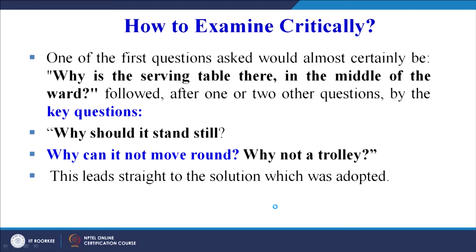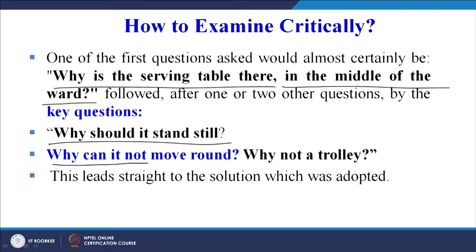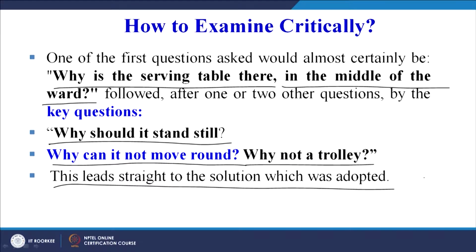One of the first questions asked would almost certainly be, why is the serving table there in the middle of the ward? Followed after 1 or 2 other questions by the key question, why should it stand still? Why can it not move around? Why not a trolley? This leads straight to the solution which was adopted. So once you question why the nurse is carrying only 1 plate, why there is a central table, what else can be used in place of the central table, can't the table be moved to the place and then the food be served? Automatically, after a number of questions, we arrive at a solution that we can have a trolley which can carry all the plates.